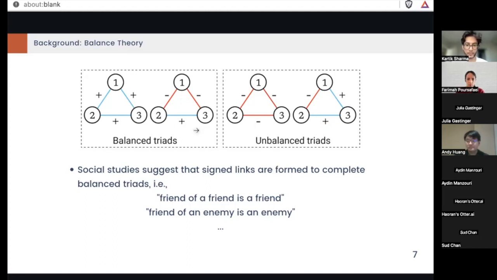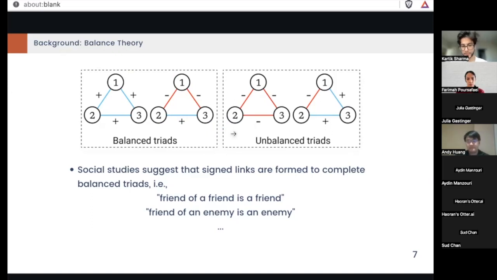Or in more colloquial fashion, this means that a friend of a friend is likely to be a friend, and a friend of an enemy is likely to be an enemy. So if we think like here, 2 is a friend of 3, but 3 is an enemy of 1. So 1 and 2 are likely to be enemies as well. So this kind of balanced triads are likely to occur more in a signed network than unbalanced triads.